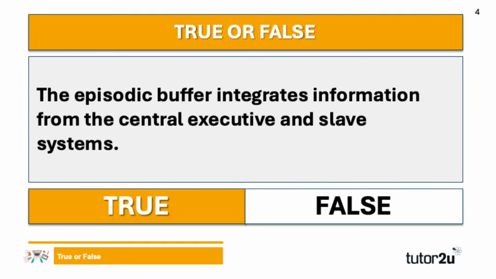Let's move on to the next true or false question. Okay, so this one: the episodic buffer integrates information from the central executive and the slave systems. Let's get some good answers for this one. What do we think?